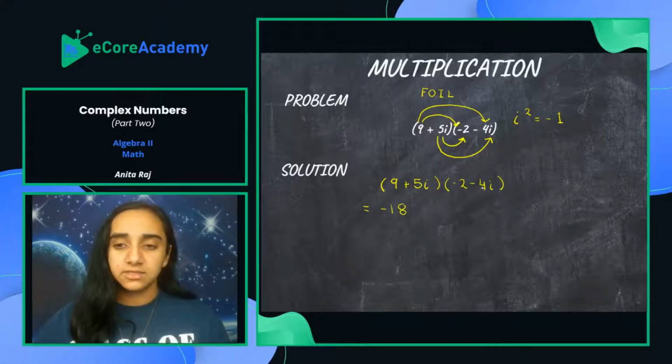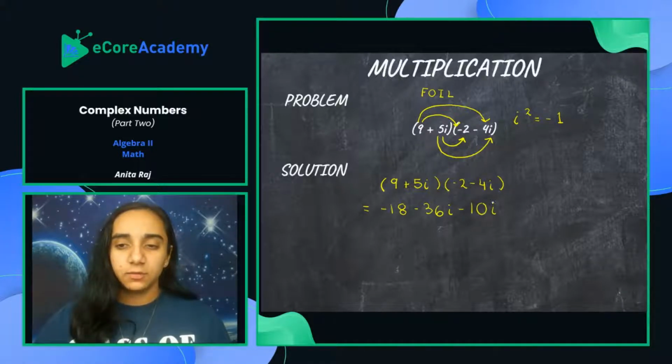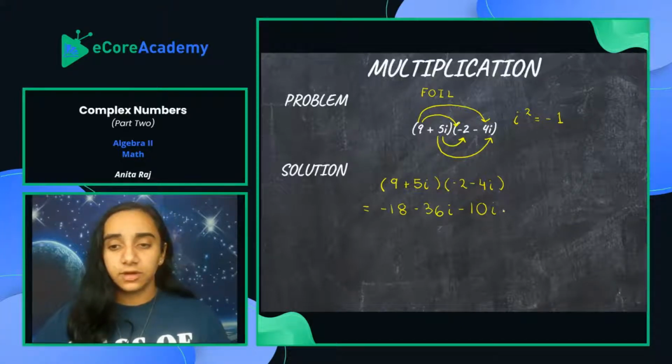So 9 times negative 4 is equal to negative 36i. Afterwards, we will do inner. So 5i times negative 2, which is negative 10i. And then we will do last. So 5i times negative 4i is equal to negative 20.